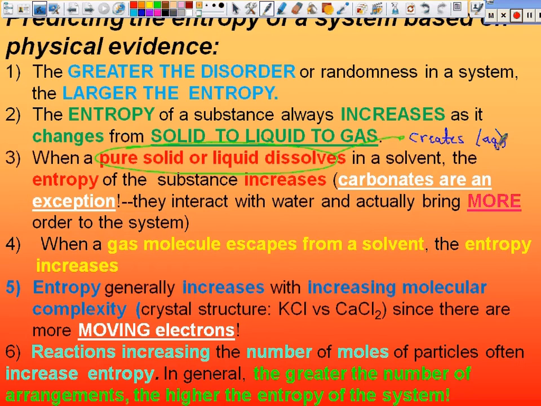Carbonates are an exception. They interact with water and actually bring more order to the system. Now, I'm about 99.99% sure they'll never ask you what is the exception to the entropy rule for dissolving of solids. They're not going to ask you that, okay?